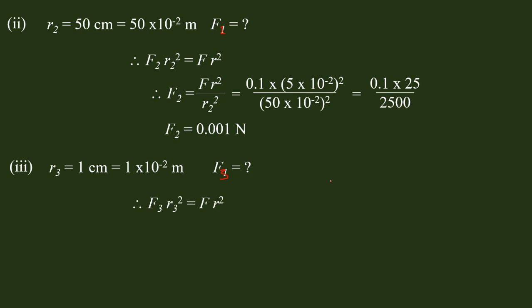Therefore, F3 r3 square is equal to F r square. Therefore, F3 is equal to F r square divided by r3 square.